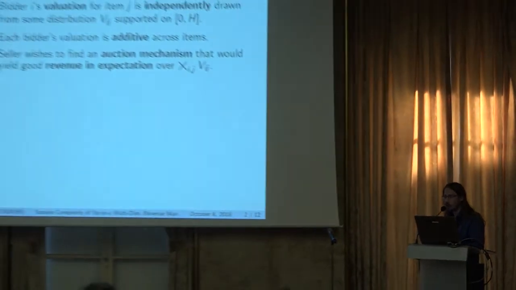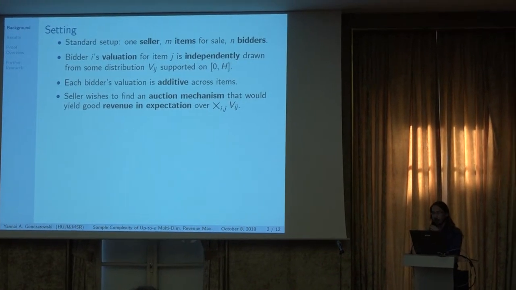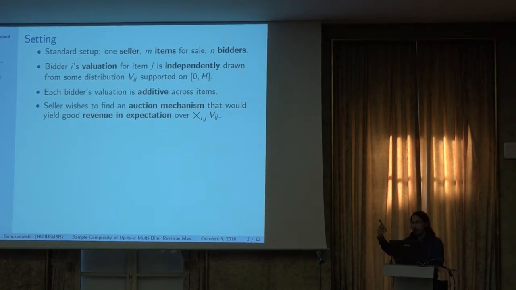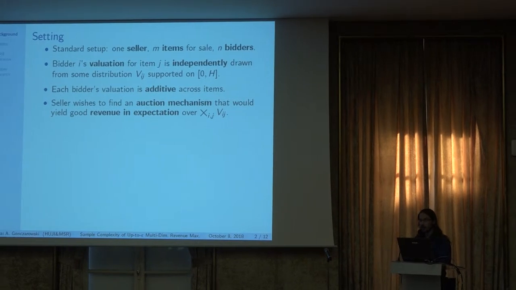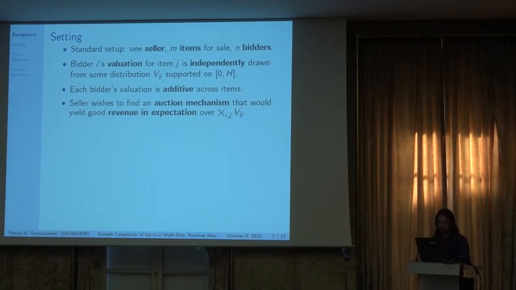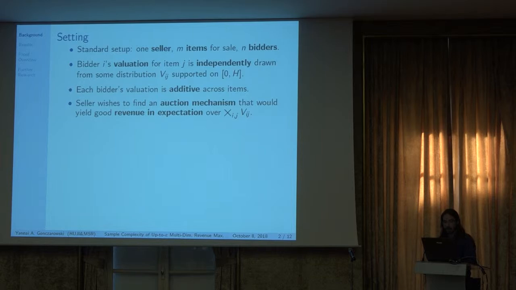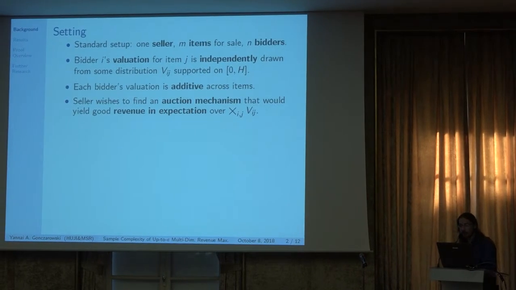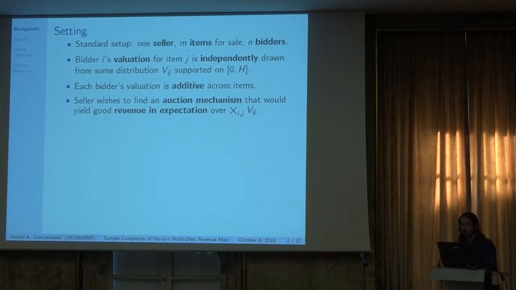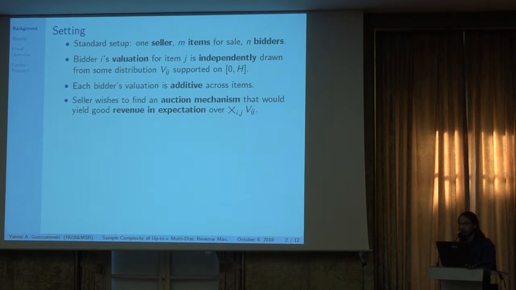Each buyer's valuation for a certain item is independently drawn from some buyer-item-specific distribution with known bounded support. Each bidder's valuation is going to be additive across items, which means that if I value this mic by $3 and this pointer by $4, then I'm going to value both of them by $7 together. The seller wishes to find an auction mechanism that would yield good revenue in expectation over this product distribution.